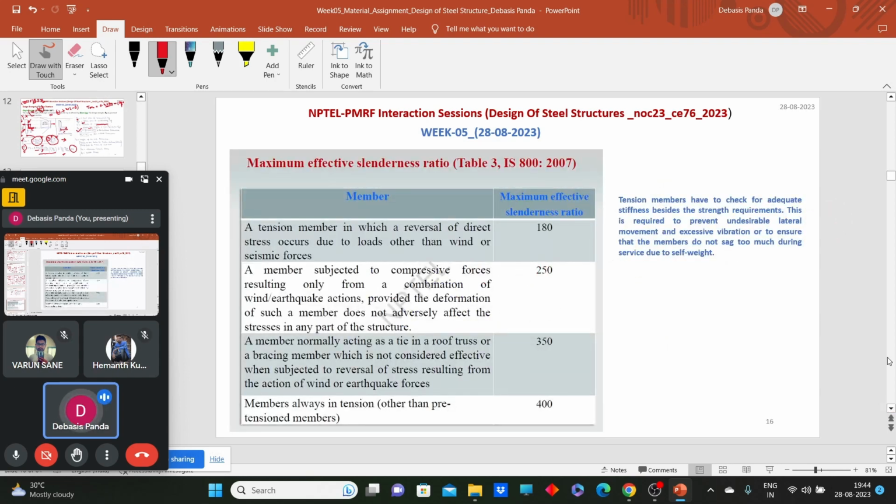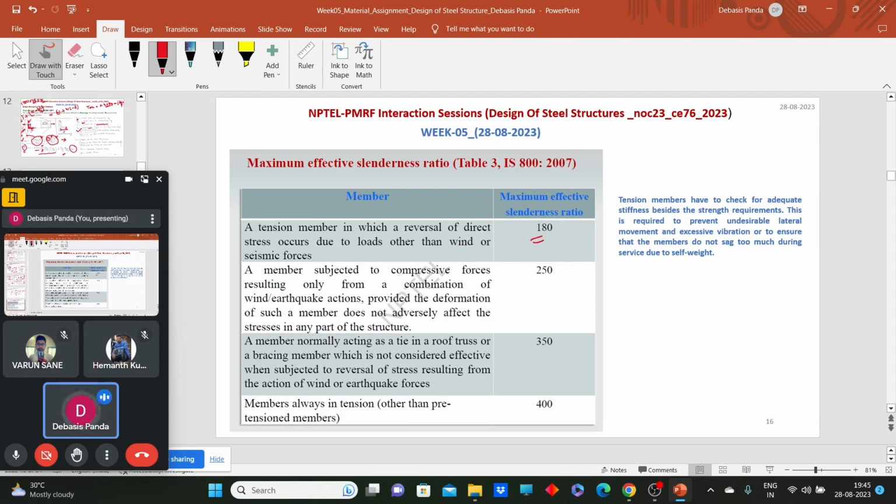Before going to problems, while we are designing or dealing with the tension member, we need to check one more phenomenon, that is the effective slenderness ratio, the maximum effective slenderness ratio which we can allow for the particular tension member. Here this is Table 3 of IS 800, which says if a tension member in which reversal of direct stress occurs due to load other than wind and seismic forces, for this kind of member we need to consider 180.